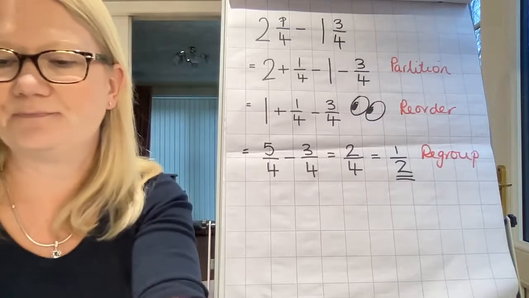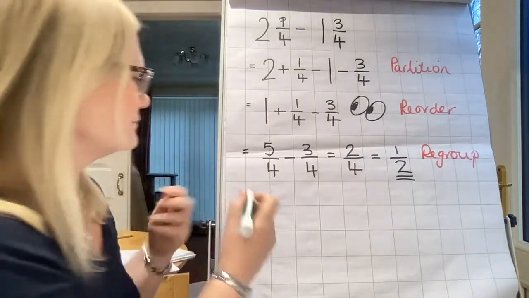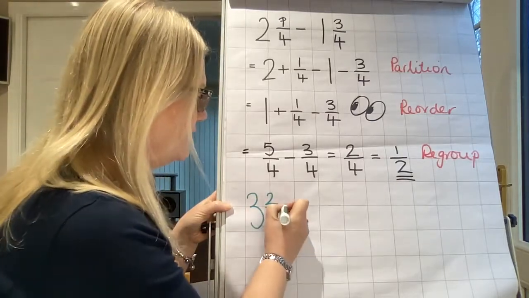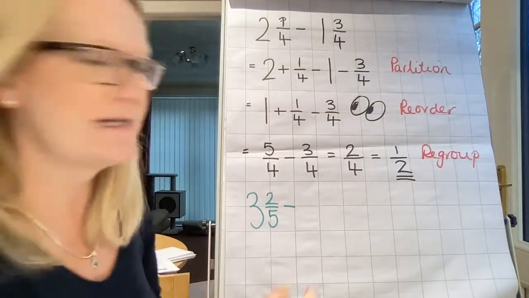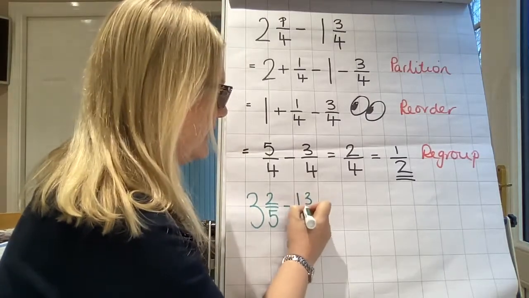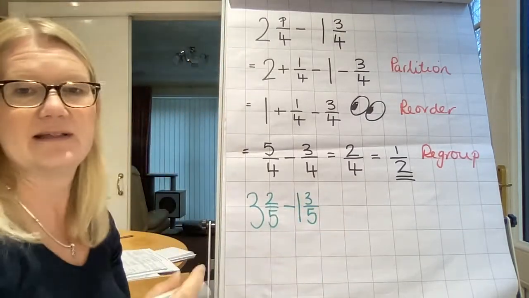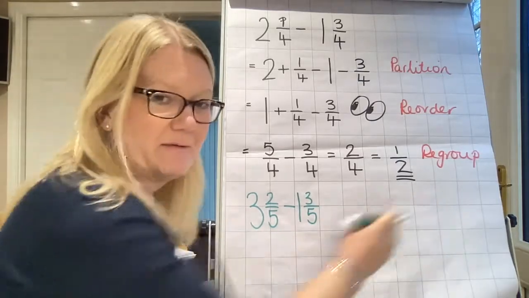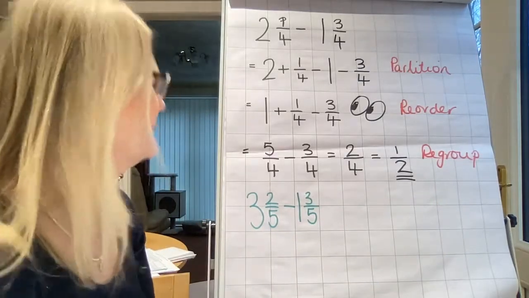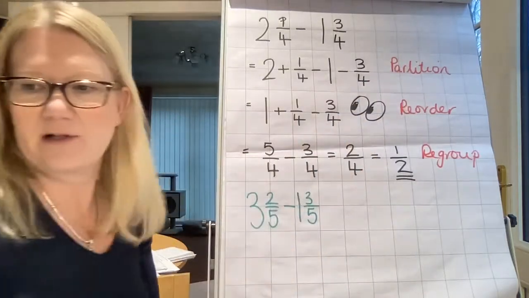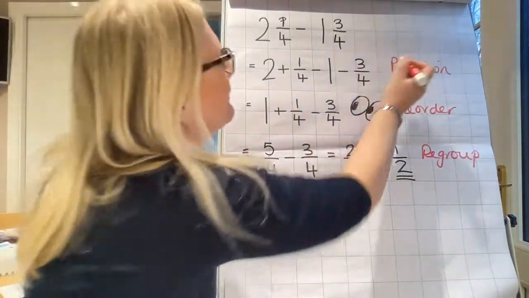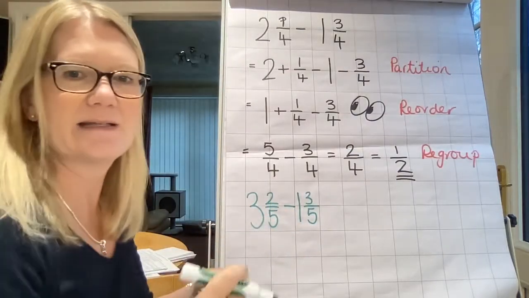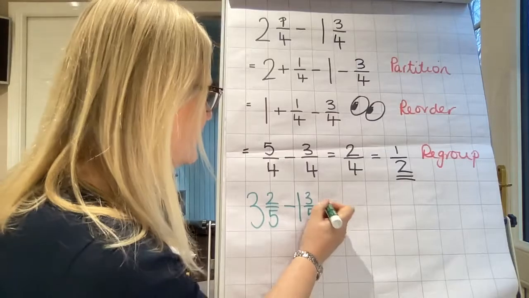Let's change colour and I'm going to do 3 2/5 minus 1 and 3/5. I'm going to find the difference between 3 2/5 and 1 3/5. I've gone a bit smaller so I can fit it in less space this time. So, partition. That looks like parlition. Haven't crossed my T very well there. Partition. So, let's separate the parts of our mixed numbers.